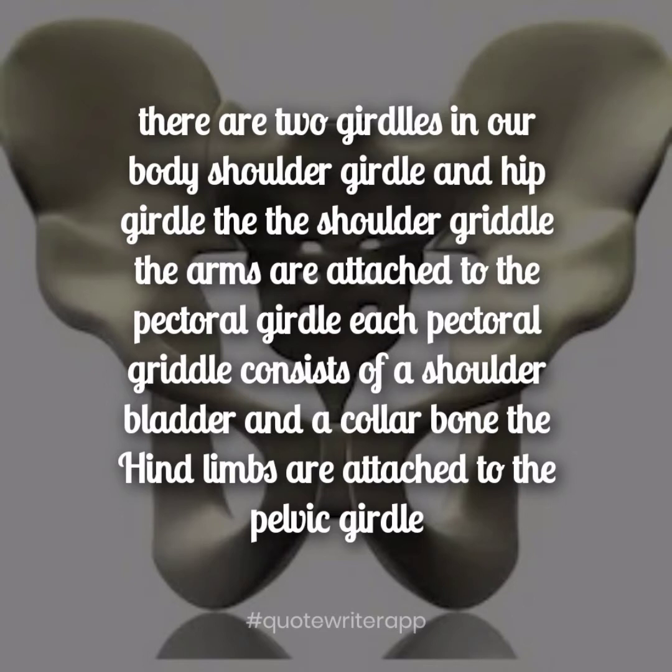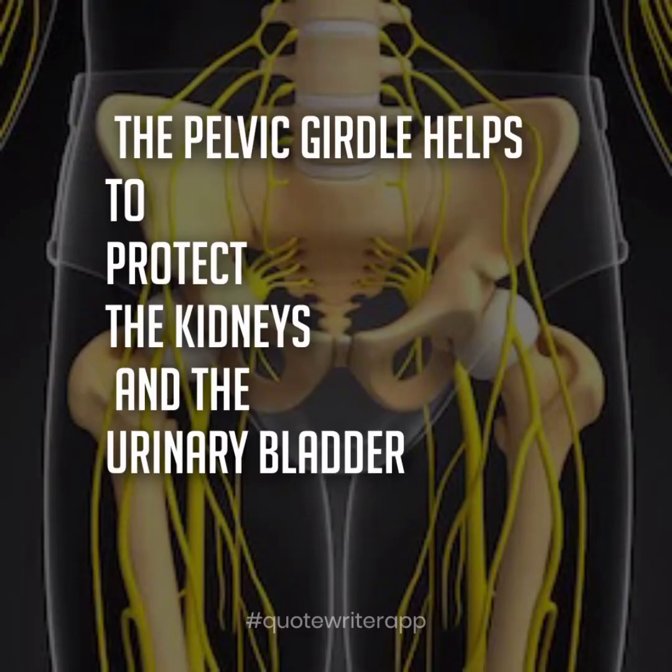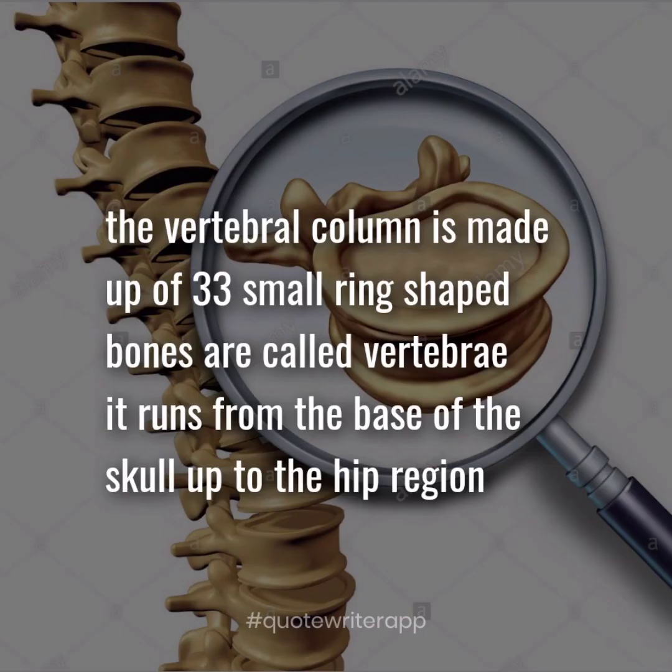There are 2 types of girdles found in our body. What are these? The shoulder girdle and the hip girdle. The function of these girdles is to attach our limbs, in which hind limbs are attached to the pelvic and the shoulder is attached to the collarbone. And the pelvic girdle helps us to protect the kidneys and the urinary bladder of our body. These are also called the delicate organs of the human body.